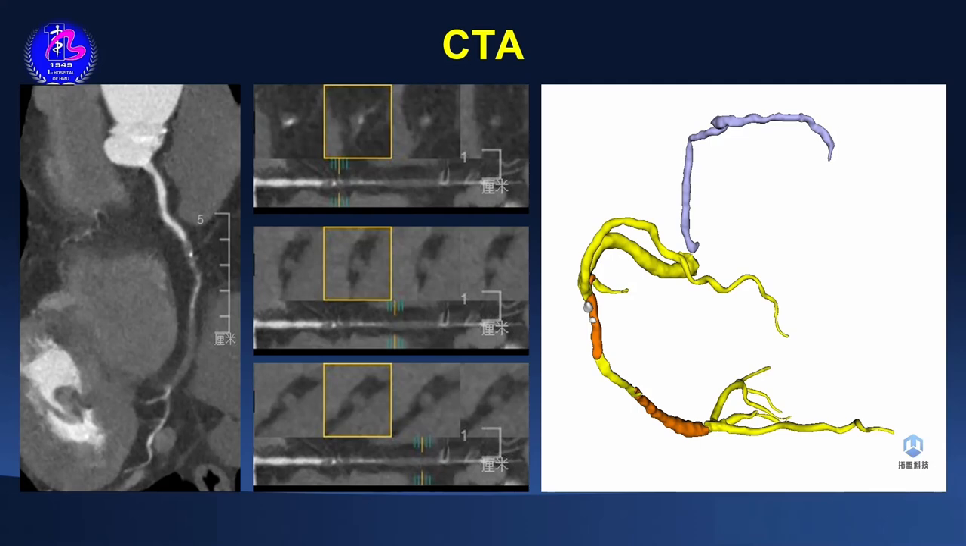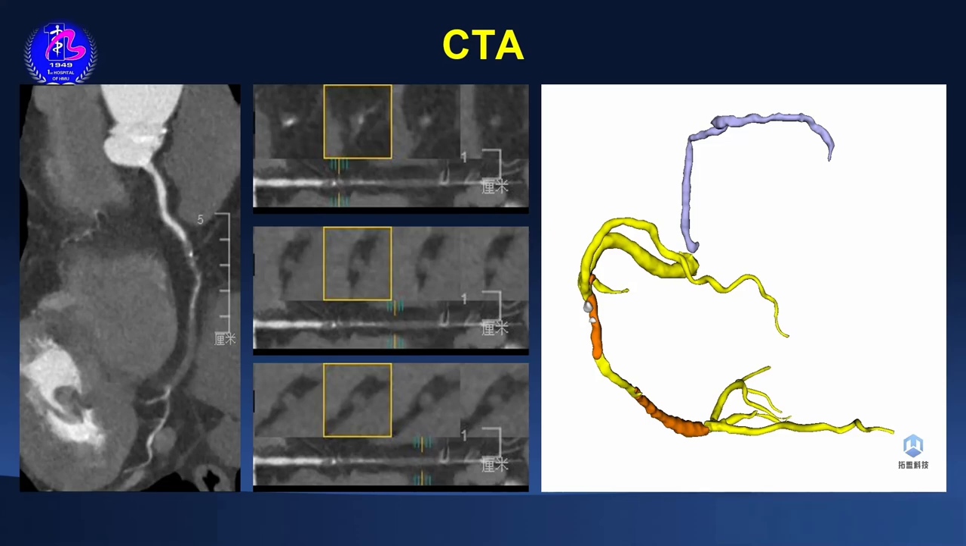And for this kind of CTO PCI case, certainly, we will do a CT angiography first and use the intelligent visualization system. We need to make sure of the distribution of the CTO lesion. And this is the RCA CTO. We can see the yellow one should be the true lumen of the RCA, and the brown one should be the occluded segment. And the white one is the calcification.